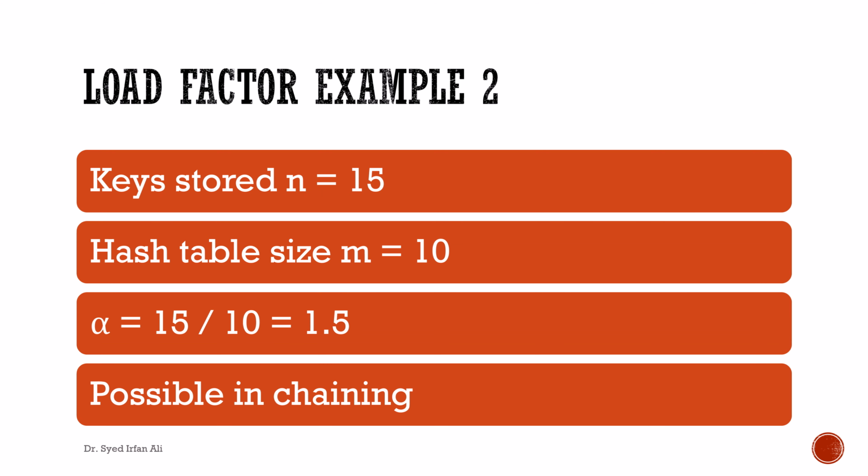Now let us take another example. Suppose number of keys is 15 and table size is 10. So alpha becomes 15 divided by 10, which is 1.5. This means more keys than table slots. This situation is possible in chaining, because in chaining, more than one element can be stored at the same index using a linked list.